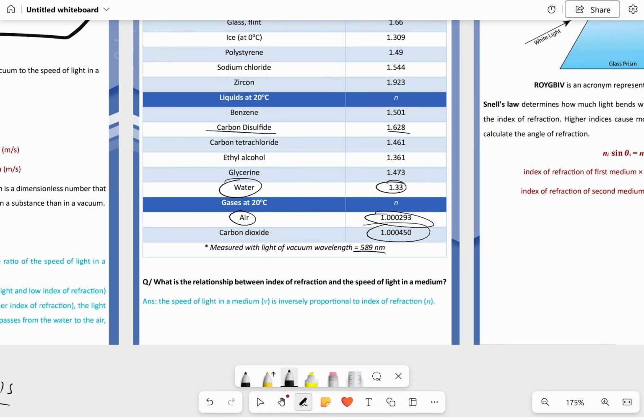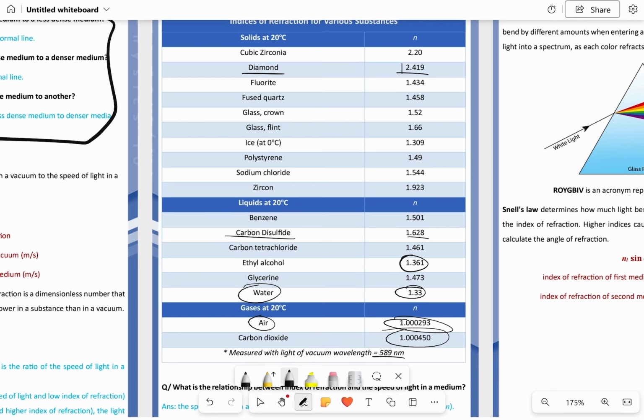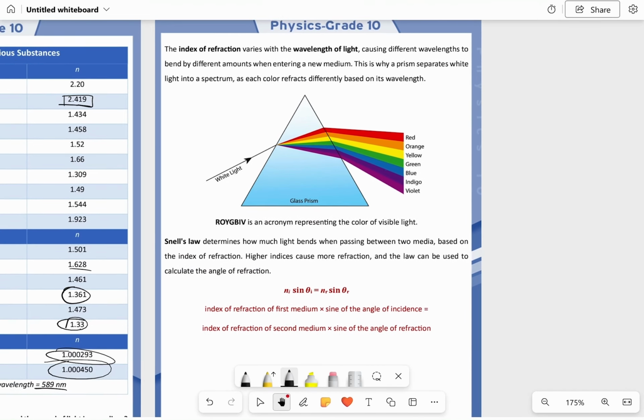The relationship between the speed of light and the index of refraction is inversely proportional. As the index of refraction increases, the speed of light is going to decrease. Okay? So the speed of light decreases more in diamond compared to water or air because it has a high index of refraction. Now we have Snell's law.